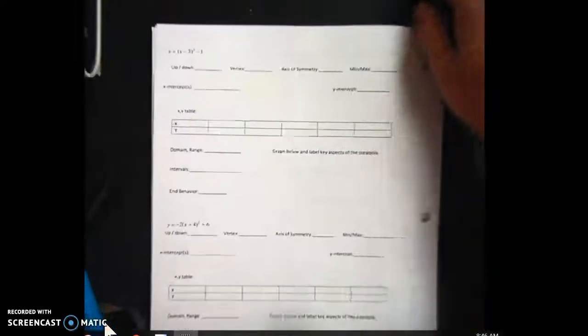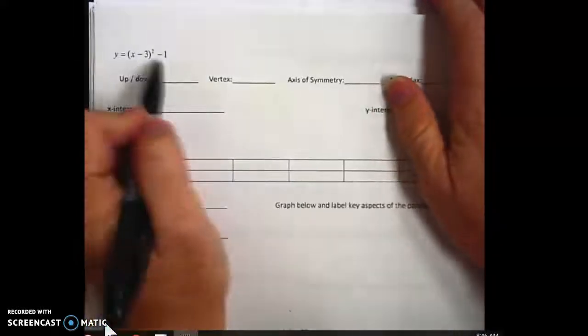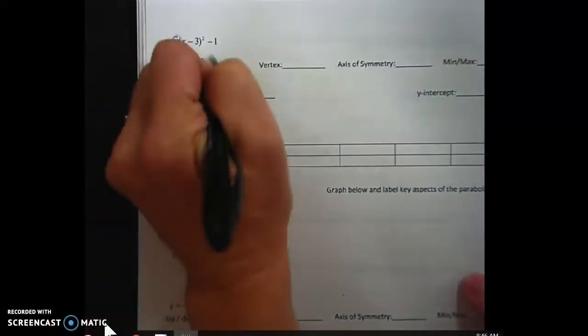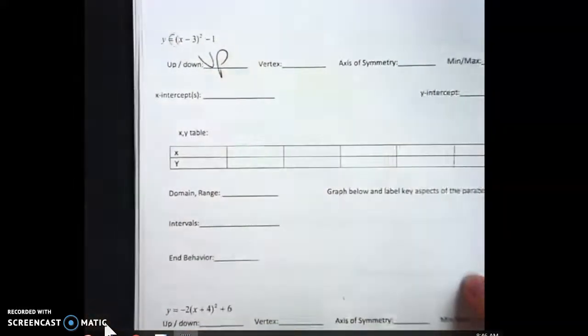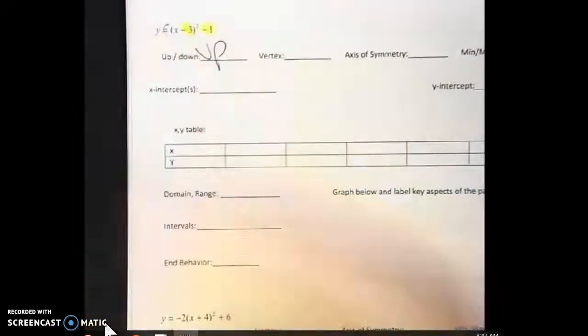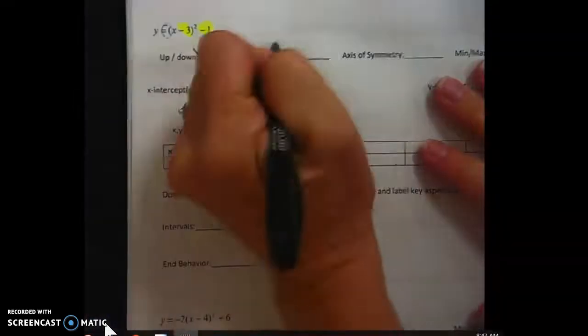So I know this is in vertex form because it has the squared minus 1. The first thing I'm going to do is decide if it goes up or down. Since that's positive, it's going up. The next thing I'm going to do is determine the vertex. Well, the vertex is the opposite of what's inside the x and the y.